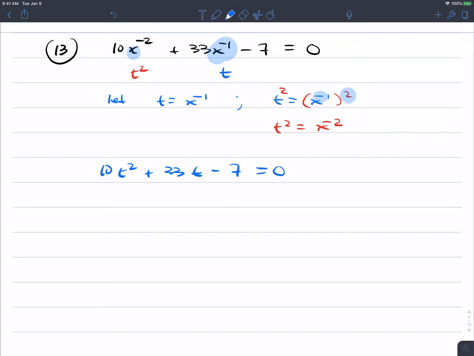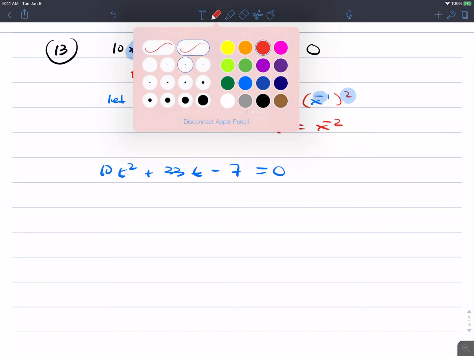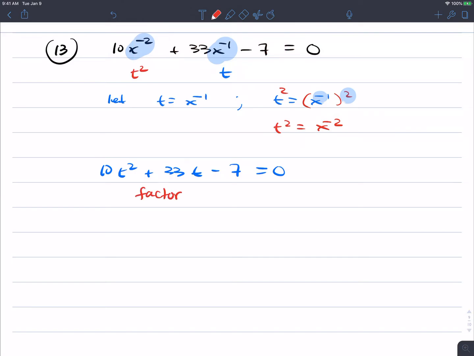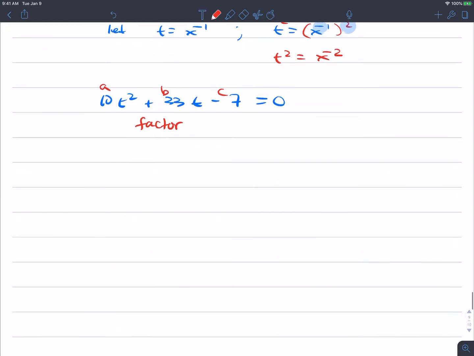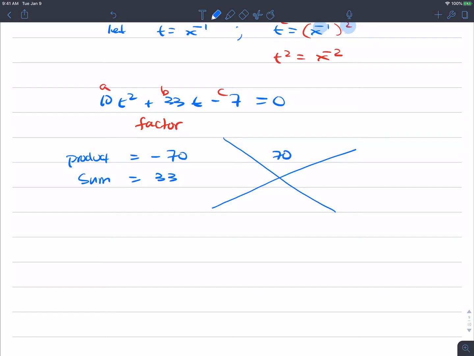So now when I go back and I plug in what t squared is and t, I get a nice quadratic equation. And hopefully we can solve this by factoring. And if we can't, we'll just use the quadratic formula. So remember, this is our a, our b, and our c here. So the product here has to equal negative 70. And the sum here is positive 33. 70, it's negative, sum is 33.